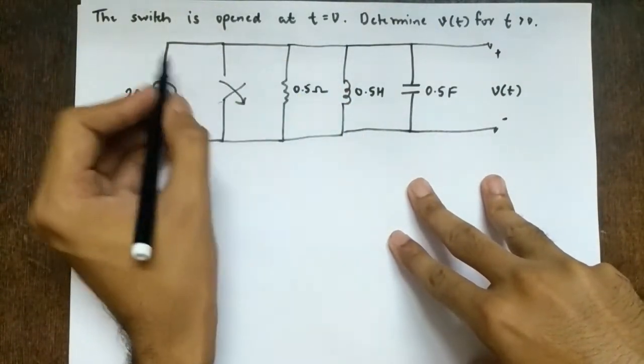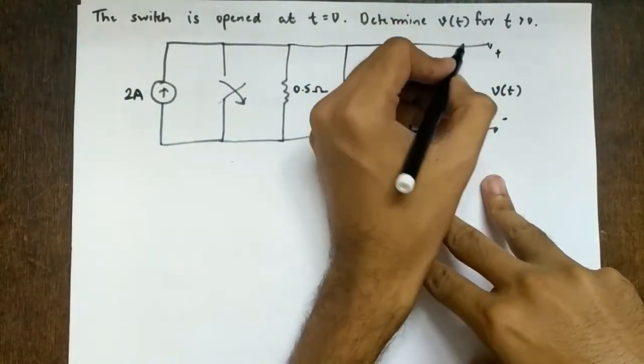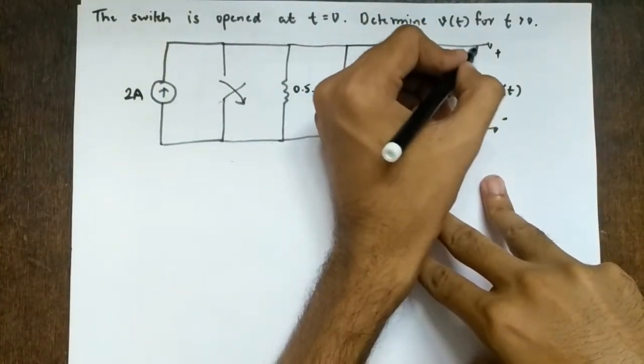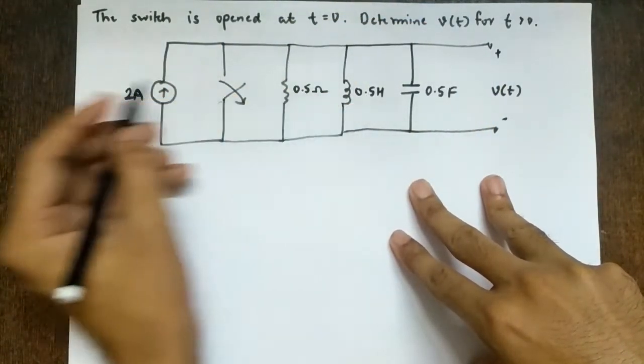The switch is opened at t equal to 0. Determine v of t for t greater than 0, right? So at first glance, you should come to know that we have to use KCL. Obviously, you can use KVL also, but it will be very tedious, right?